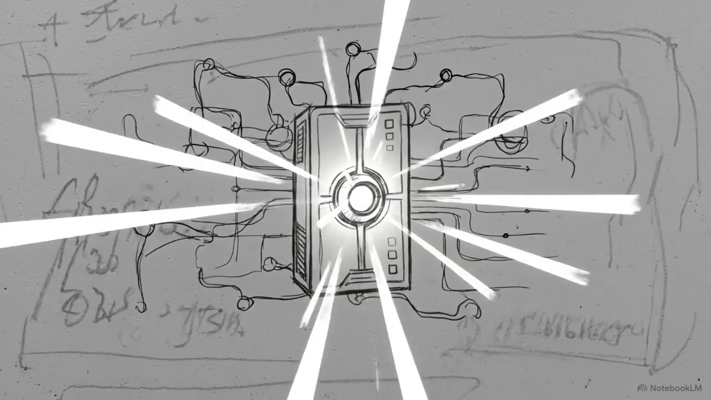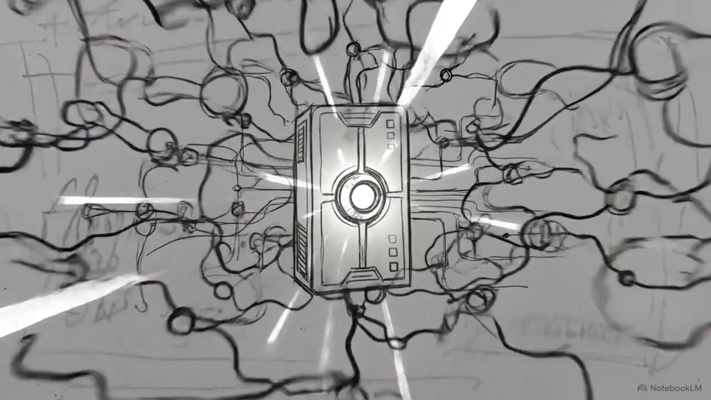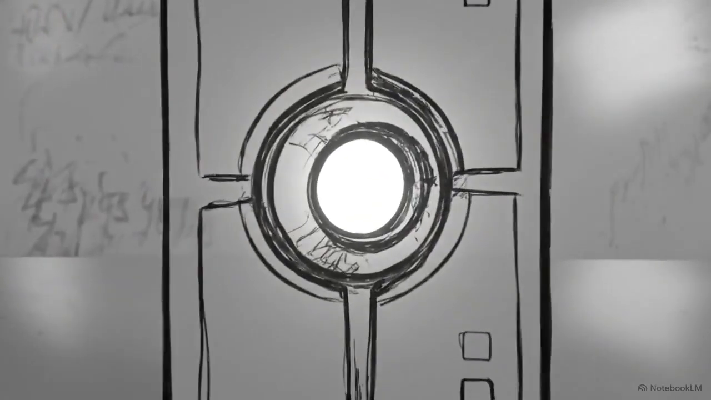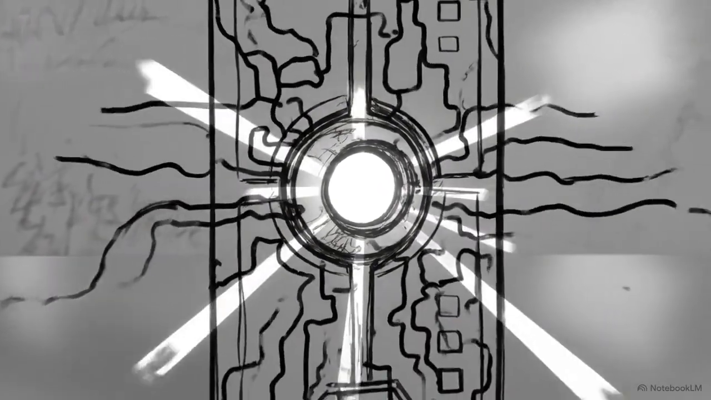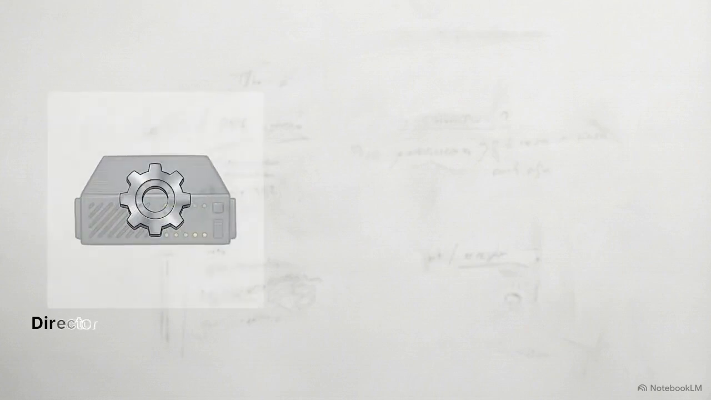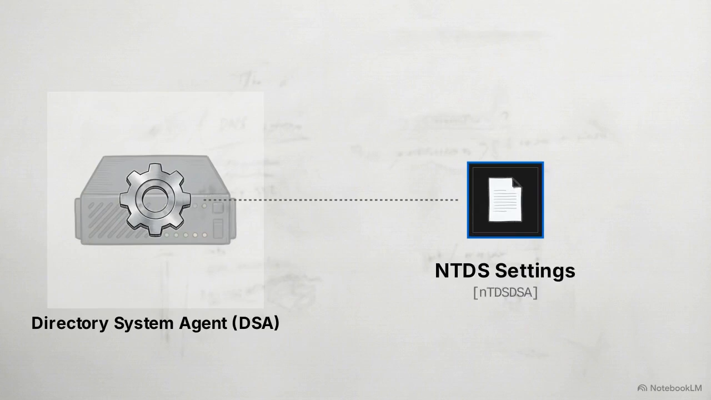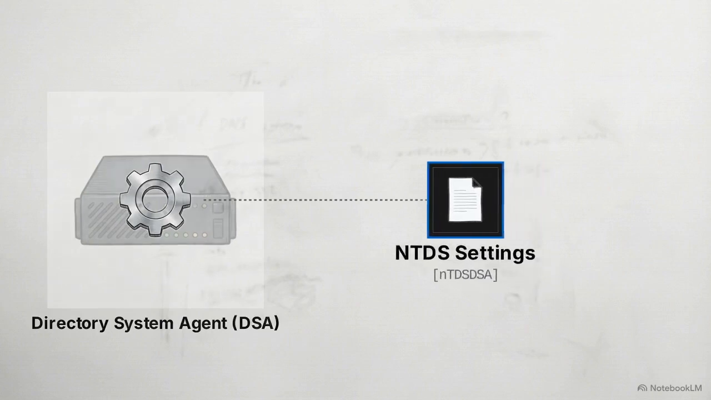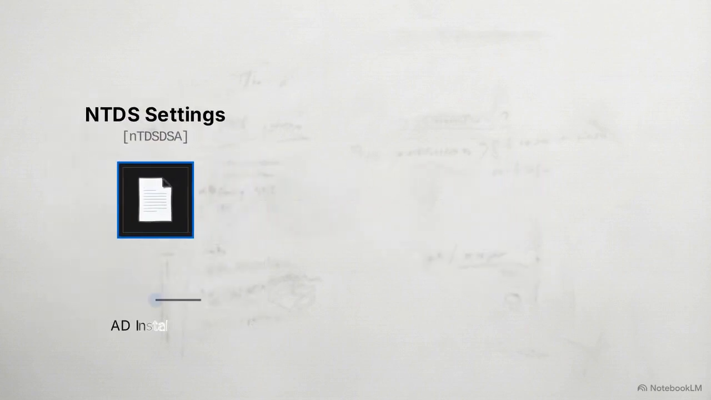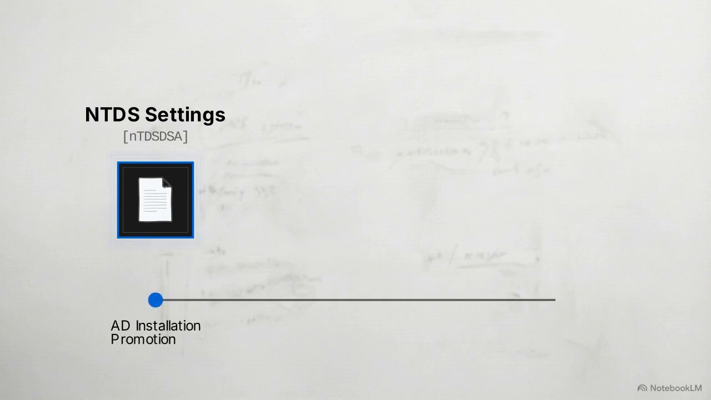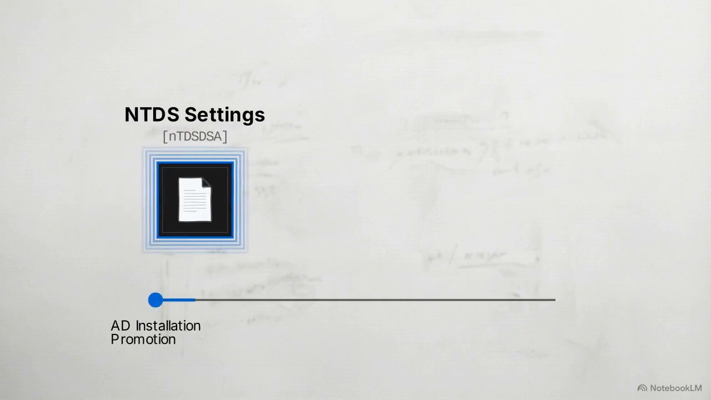To find that permanent identity, we need to look past the wide network topology and examine the internal architecture of a single domain controller. Inside this schematic, the core engine managing the directory on this specific machine is the Directory System Agent, or DSA. The exact digital representation of this DSA is the NTDS settings object, specifically designated as class NTDS-DSA. This object is generated the precise moment Active Directory is installed on the server.